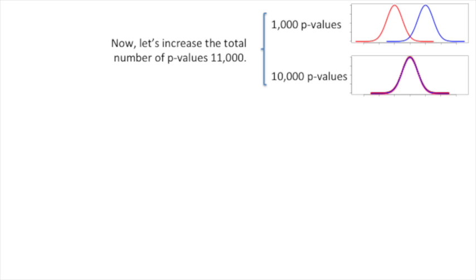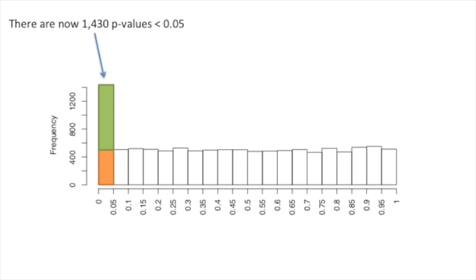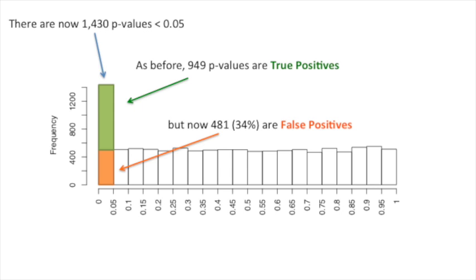Now let's increase the total number of p-values to 11,000. 1,000 of those p-values will be from the original tests, which were taken from two separate distributions, and 10,000 of those p-values will be taken from the same distribution. And here's a histogram of those 11,000 p-values. There are now 1,430 p-values less than 0.05. As before, 949 p-values are true positives. But now, 481, or 34%, are false positives.